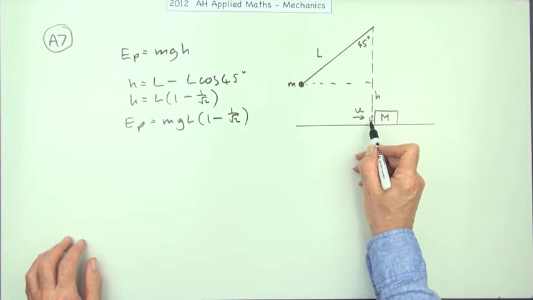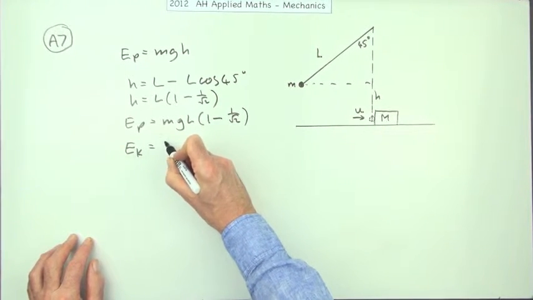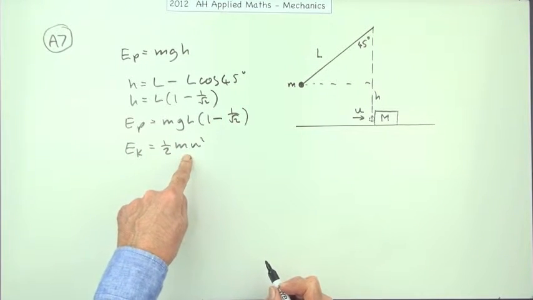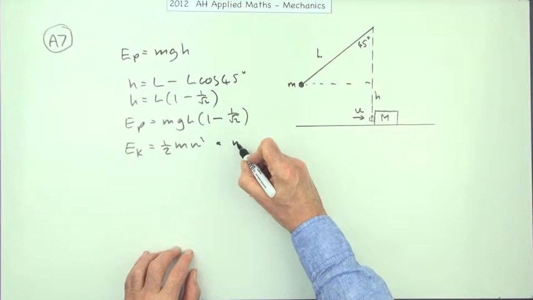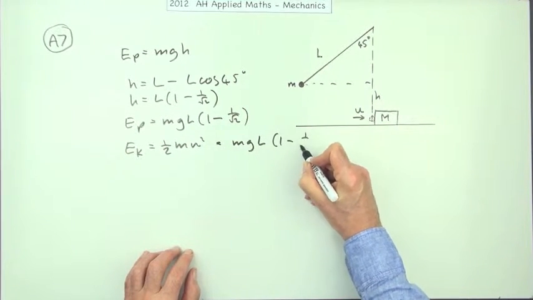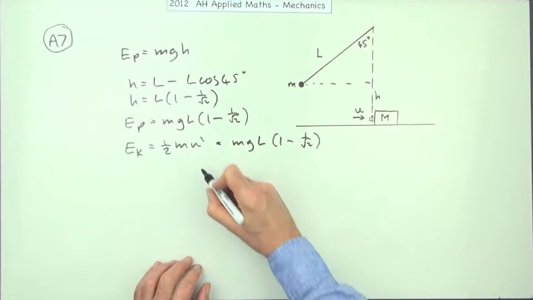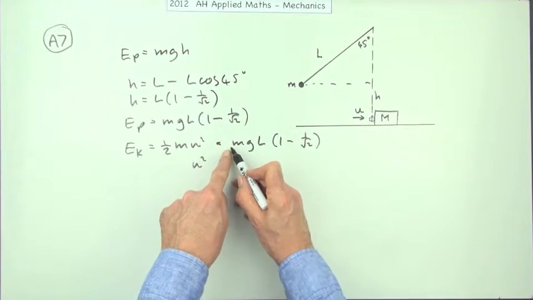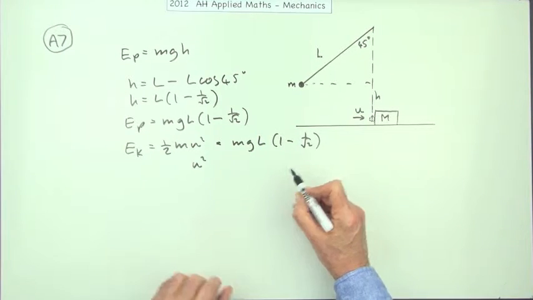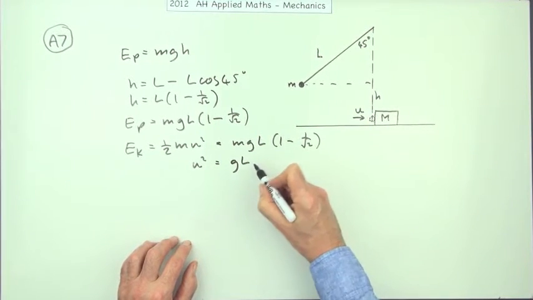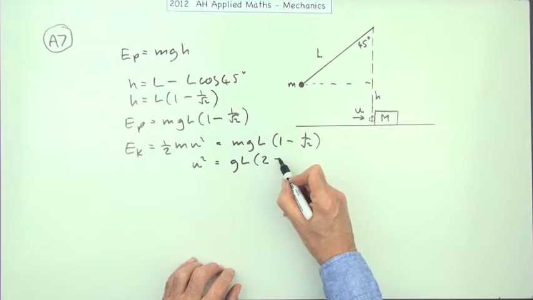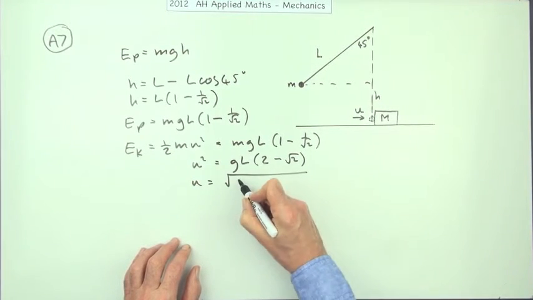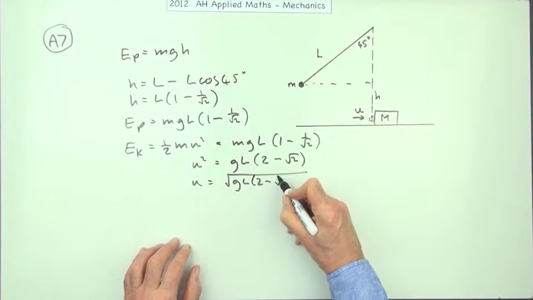Now that changes into the kinetic energy, which will be a half m u squared, and that kinetic energy came from the potential energy. So that has to equal mgL times 1 minus 1 upon root 2. Now it's just a case of rearranging. u squared would be, the m's cancel out, gL, and the 2, instead of multiplying it here, you could multiply it inside the bracket. So that would be gL times 2 minus 2 over root 2, which leaves a single root 2. And finally u will be the square root of gL times 2 minus root 2.